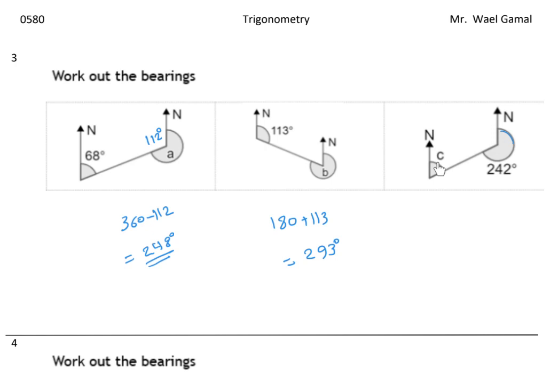Okay, the last one, I have the back bearing and I need the bearing. So now subtract 180. Okay, so 242 minus 180 equals 62. How 62? 242 minus 180, 62. Okay? Or you can find this angle, 360 minus 242, then 180 minus this angle to find C. You have a choice.